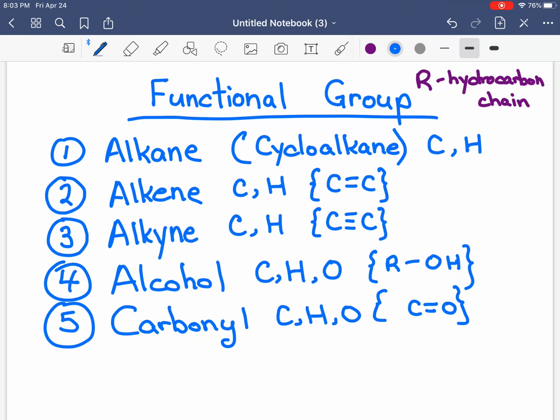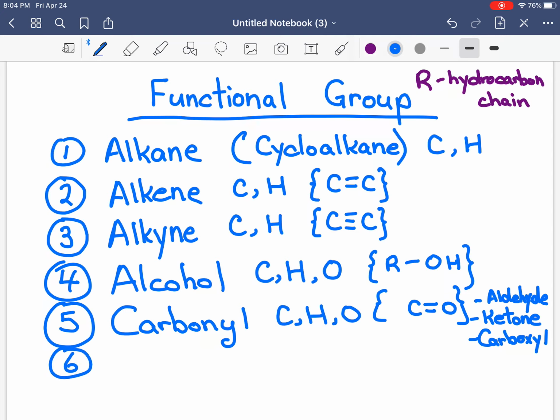I guess I can write it out here. They're called aldehyde, ketone, and carboxyl, which you guys have seen before. You just don't know it's called carboxyl.